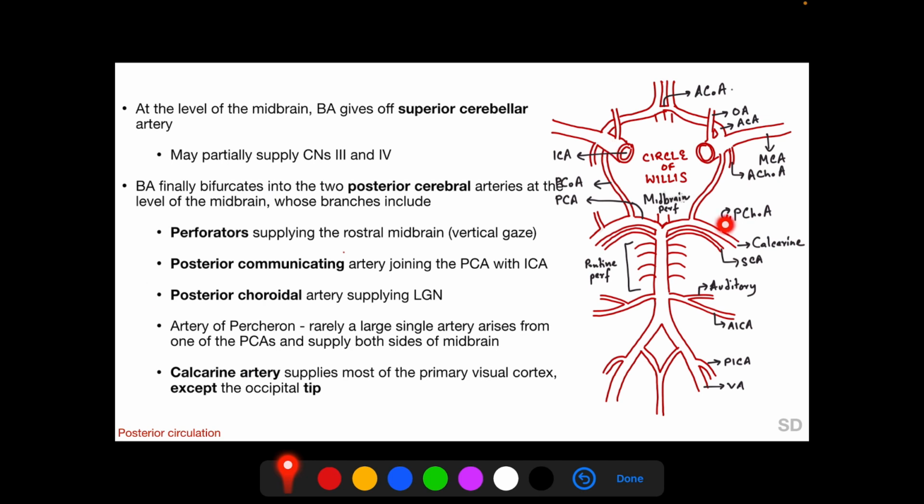The posterior choroidal artery supplies the lateral geniculate nucleus, and rarely there can be an artery of Percheron, which is a large single artery arising from one of the posterior cerebral arteries and supplying both sides of the midbrain. The posterior cerebral artery then continues as the calcarine artery, supplying most of the primary visual cortex except the occipital tip. So the posterior cerebral artery of the posterior circulation supplies the area of the primary visual cortex dedicated to the peripheral visual field mostly.